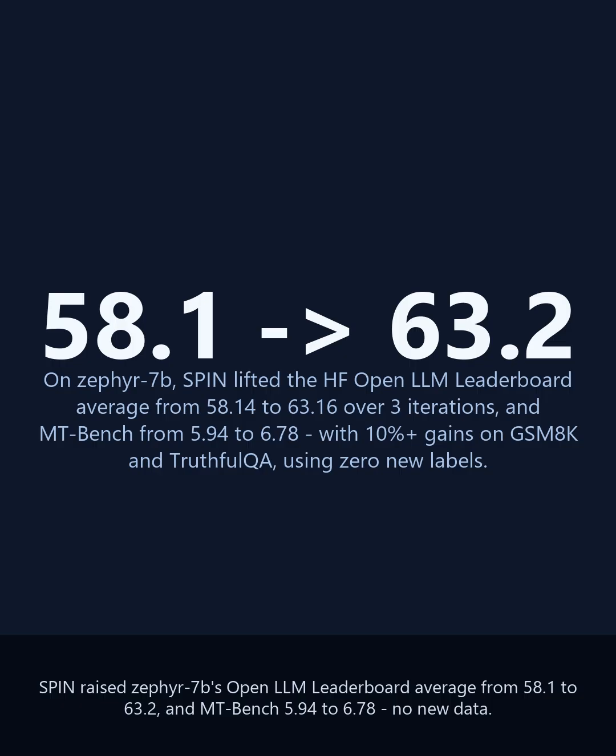Now the headline numbers. Starting from Zephyr 7B, a fine-tuned Mistral, SPIN lifted the average on the Hugging Face Open LLM leaderboard from 58.1 to 63.2 across 3 iterations. On MT-Bench, the score rose from 5.94 to 6.78. Gains of over 10% showed up on GSM-8K and TruthfulQA, all without a single new label.